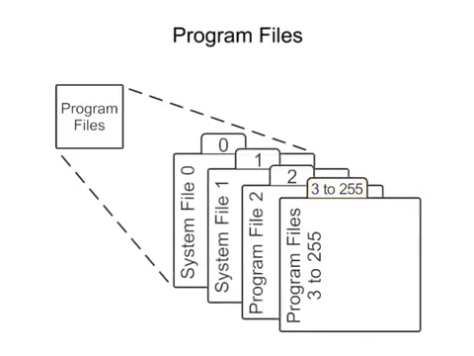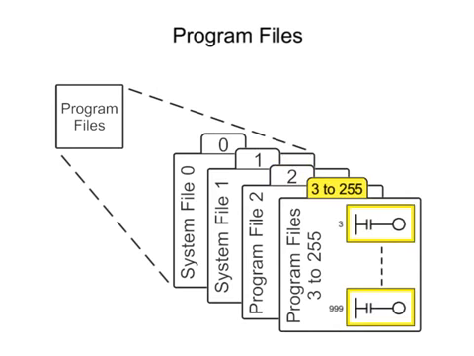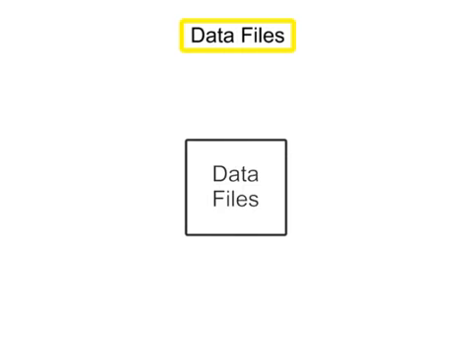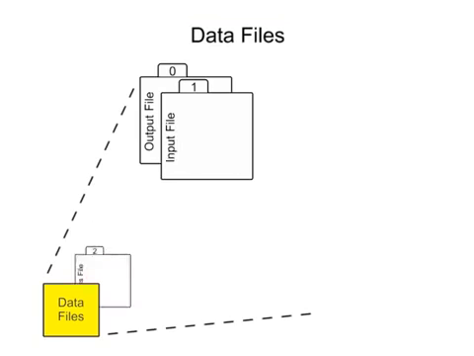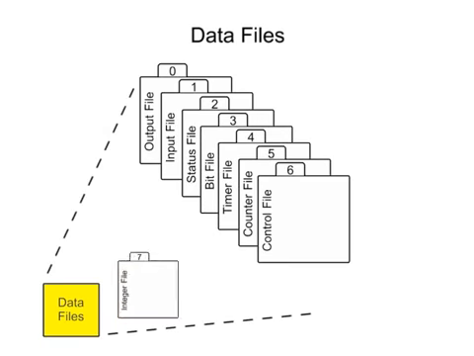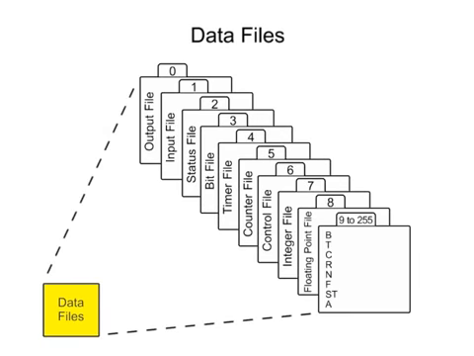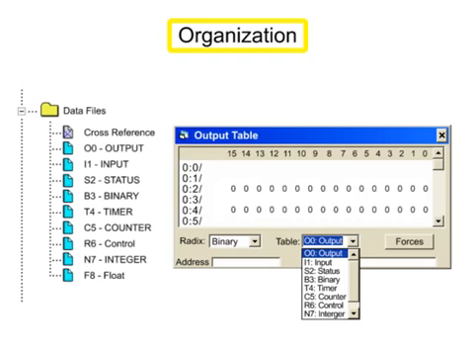The processor can store and execute one program at a time. The main program will always be in User Program File 2, and Program Files 3 through 255 will be subroutines. Data files store information needed to carry out the user program and are accessed through the ladder logic program. Organization is defined by the type of data they contain, and they are assigned a file number.